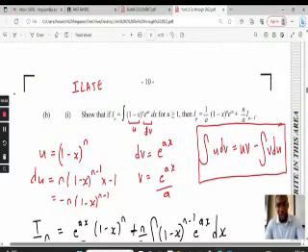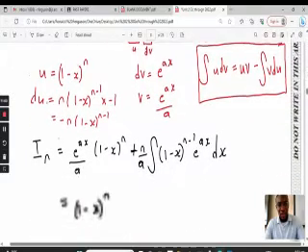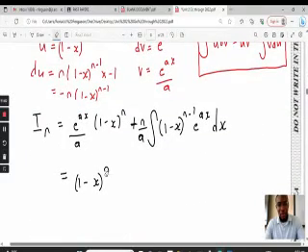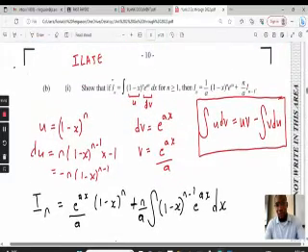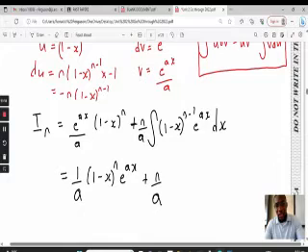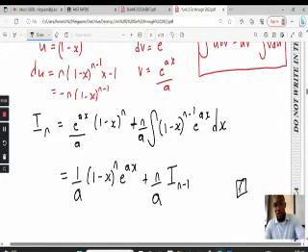Oh, actually they have 1 over a. So we need to factor out 1 over a. Write it how they want it, please. 1 over a, 1 minus x to the n times e to the ax plus n over a. And this right here, notice, because it's raised to the n minus 1, this is I_{n-1}. This is I_{n-1}. That will prove what they want.